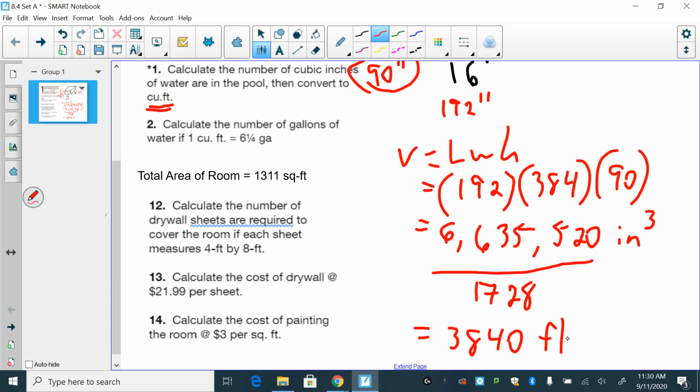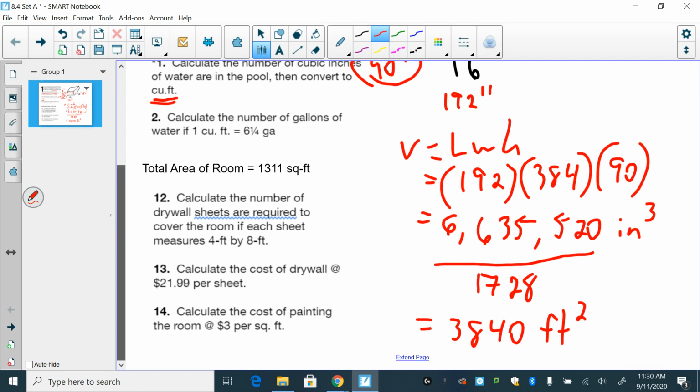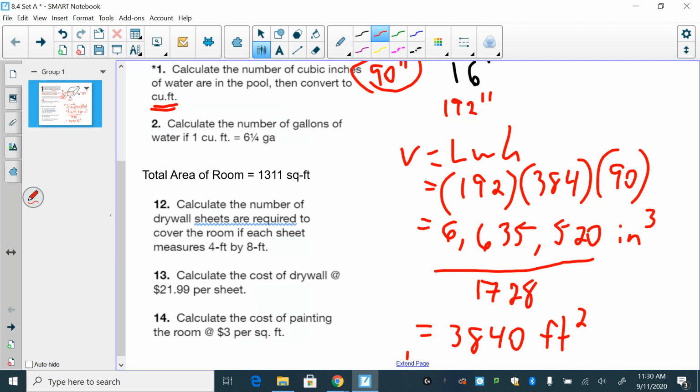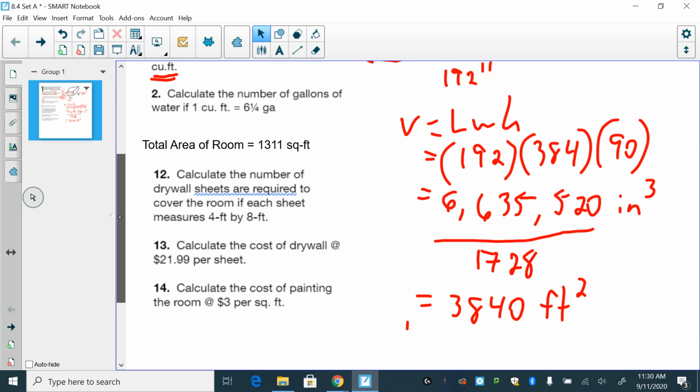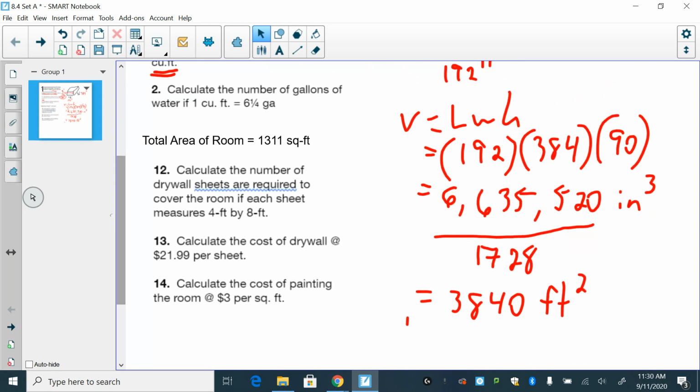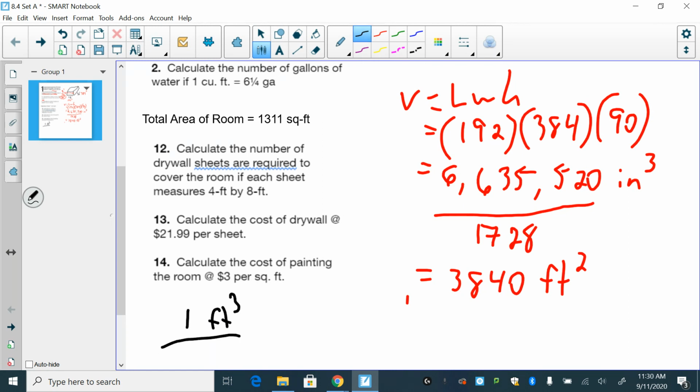3,840 feet cubed. Okay, so now it says number 2, calculate the number of gallons of water. So what you want to do with these is always make your fraction first. So it says 1 cubic foot is 6.25 gallons. So that means it's 1 feet cubed over 6 1/4. Just go 1 divided by 4, and you'll see that it's 0.25. So it's 6.25 gallons equals.